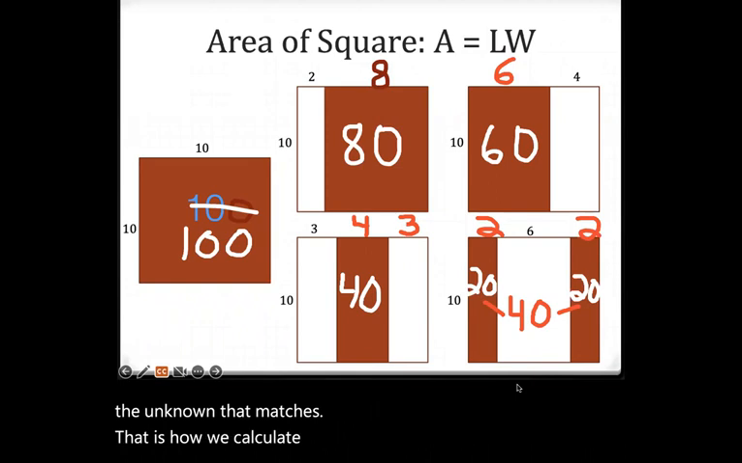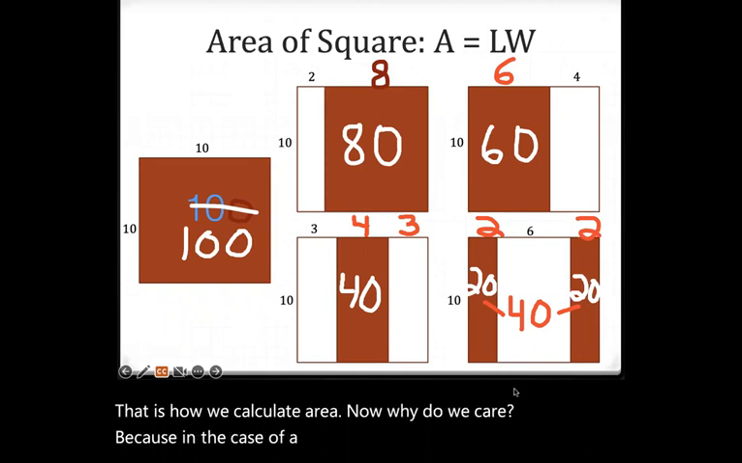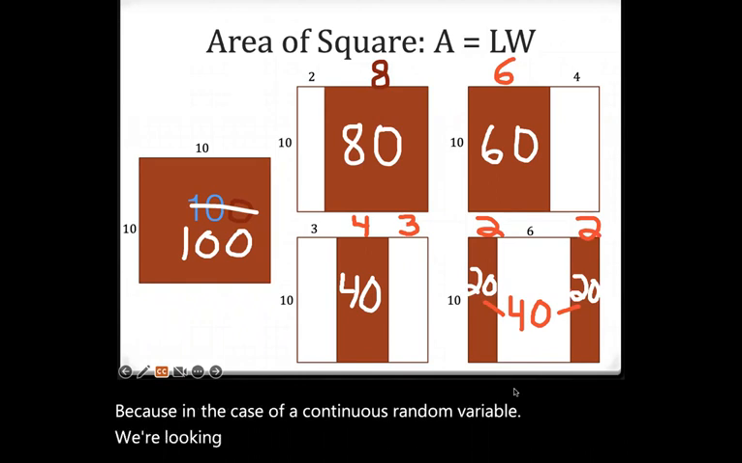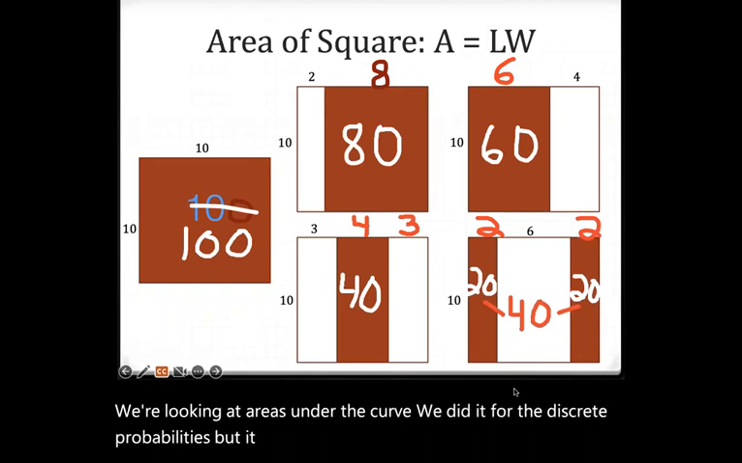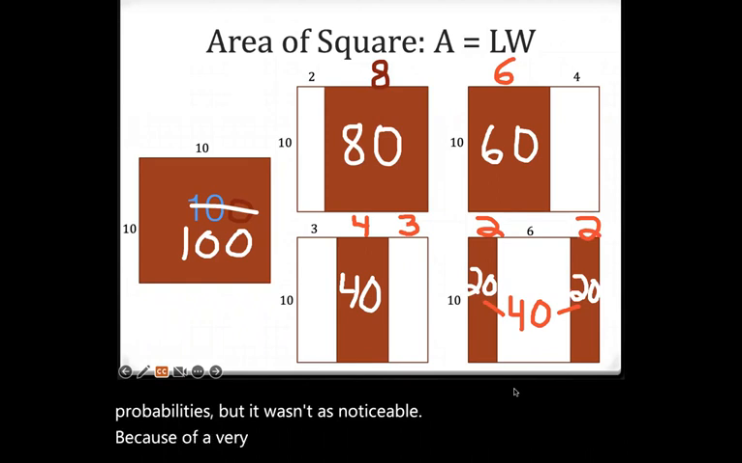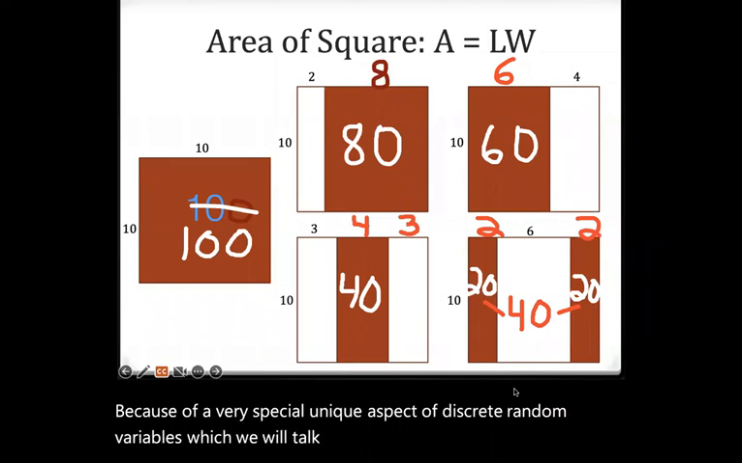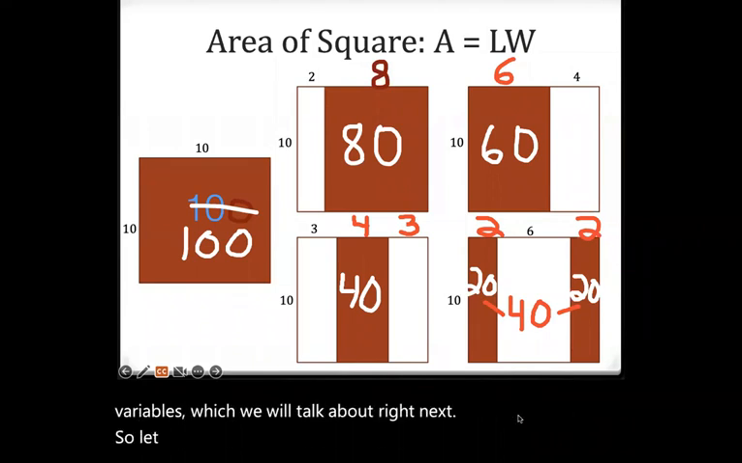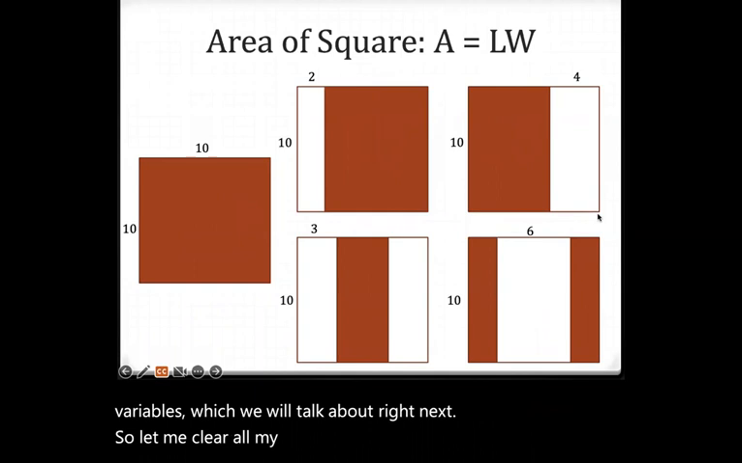Now, why do we care? Because in the case of a continuous random variable, we're looking at areas under the curve. We did it for the discrete probabilities, but it wasn't as noticeable because of a very special, unique aspect of discrete random variables, which we will talk about right next. So let me clear all my drawings and let's move on.